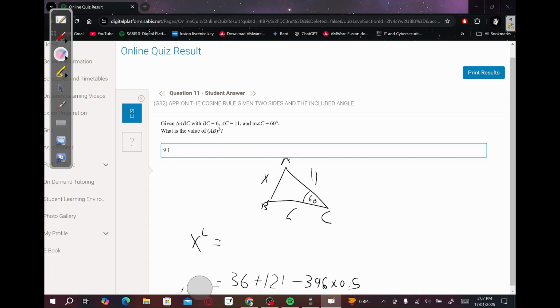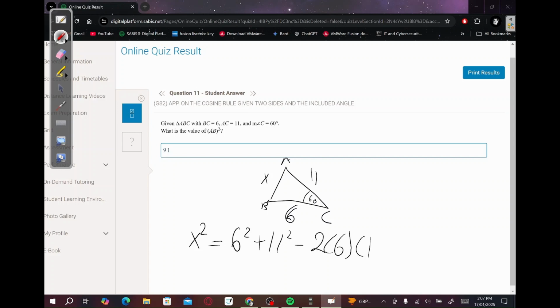Okay, let me see what I did wrong. Give me a second. Let's rewrite it down. X squared equals 6 squared plus 11 squared minus 2 times 6 times 11 cosine 60. Let's substitute this into our calculator without anything else. 6 squared plus 11 squared minus 2 times 6 times 11 cosine 60. Okay, yeah, it gives us 91. I don't know what I did wrong. Equals 91. This is our final answer.